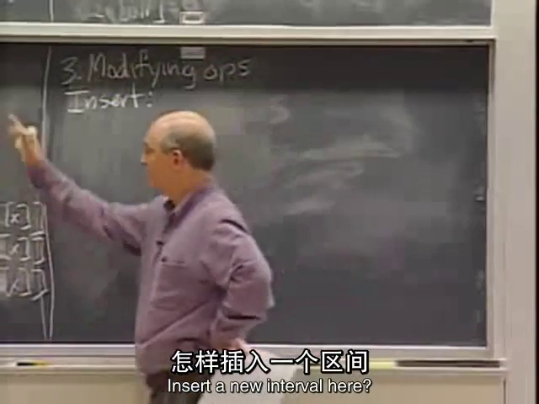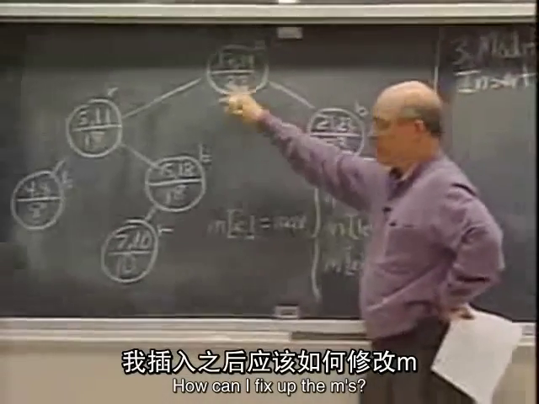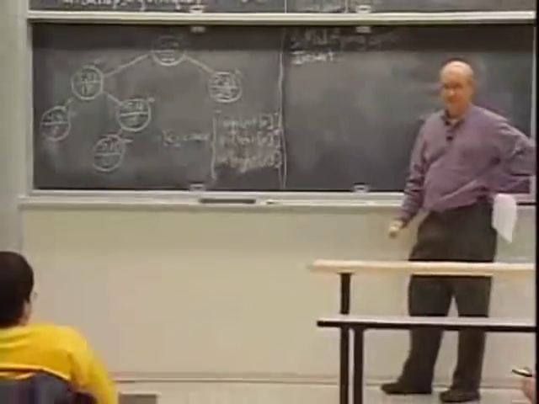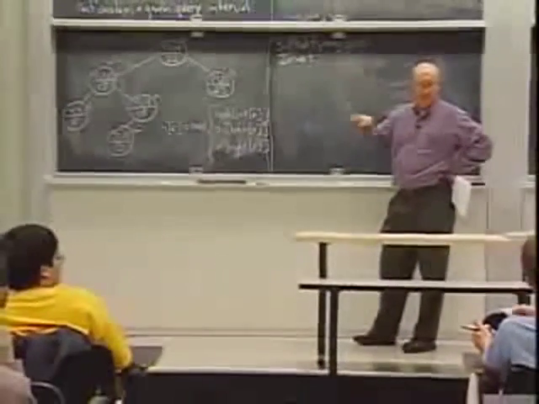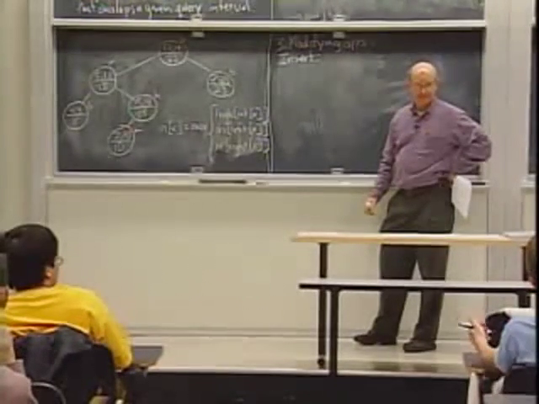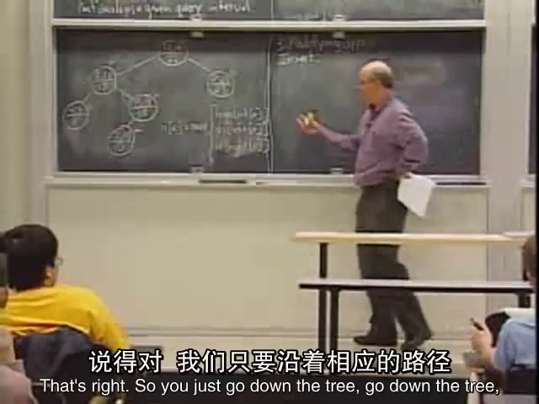Insert a new interval in here. How can I fix up the m's? As you go down, you just check to see if the max of the interval you have is greater than the current maximum. You change it up. That's right.